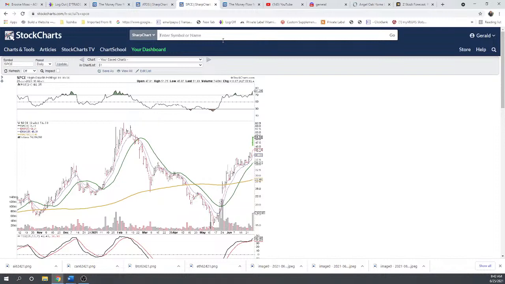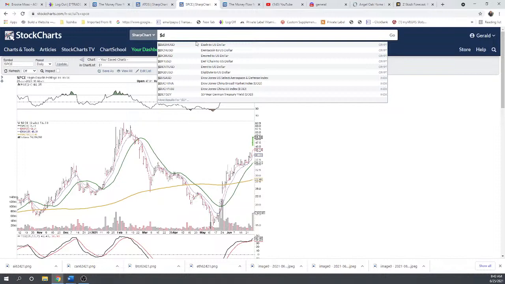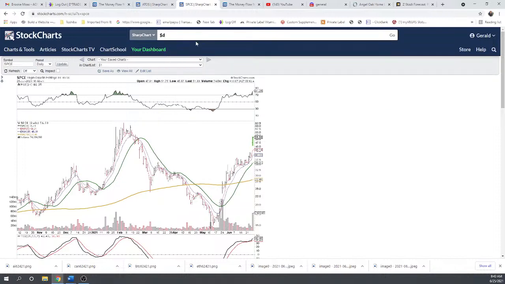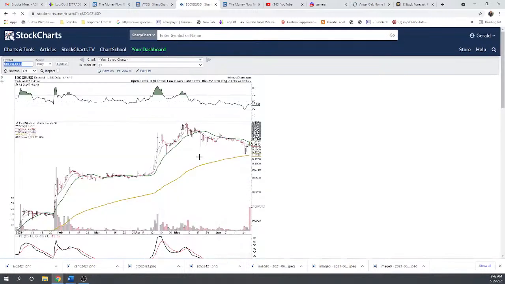Same way you do Dogecoin. It's not all in, all out. It's trading the money flow, man. So where's Dogecoin? In a stage one, man. Dogecoin is about to break out.